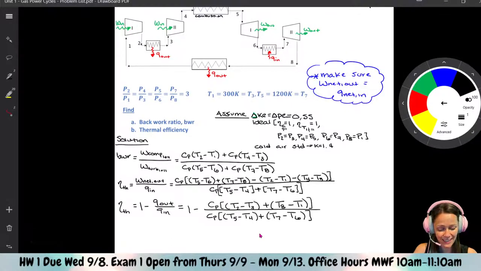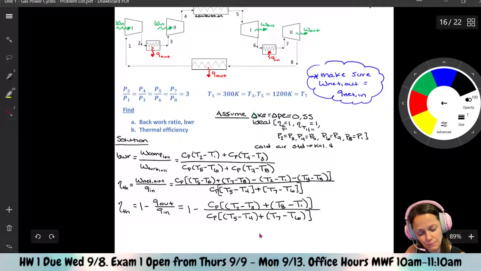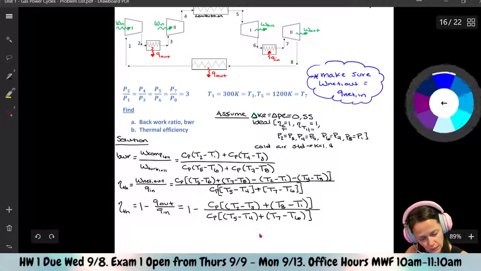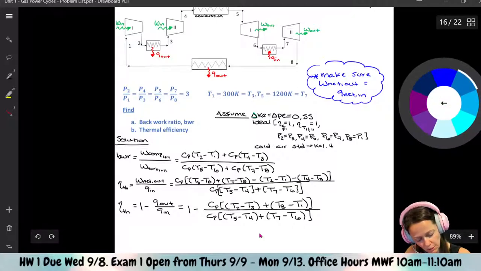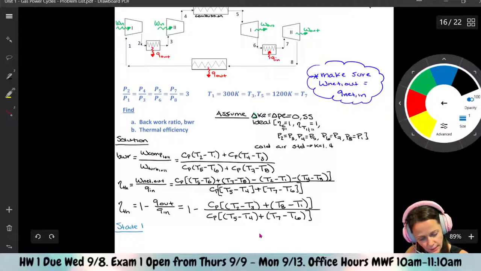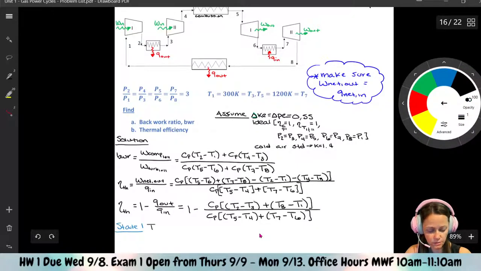All right, but now we're ready to go figure out our temperatures, and I'm good for T1 and I'm good for T3 and T5 and T7. So that's really just half of the temperatures there. So that's good. But let's go ahead and figure out all these other temperatures. Let's use this pretty blue, kind of break it up. So state 1, like I said, I know what the temperature is. It's given to me. 300.